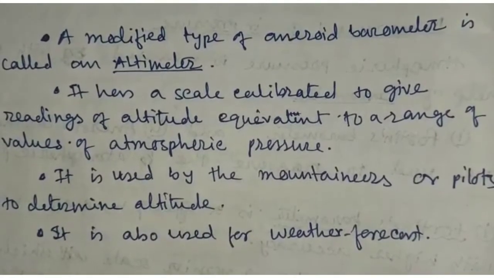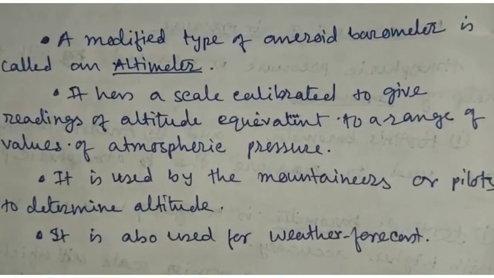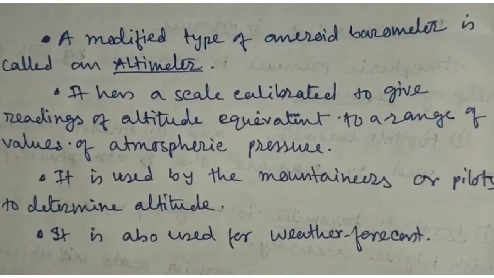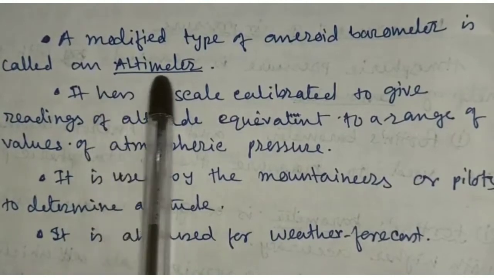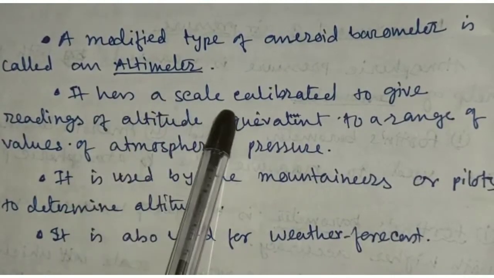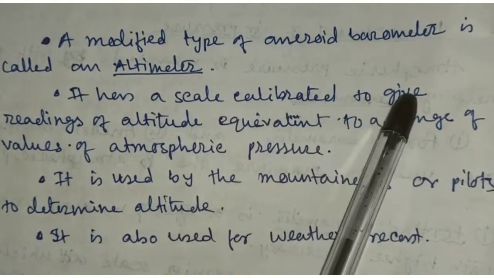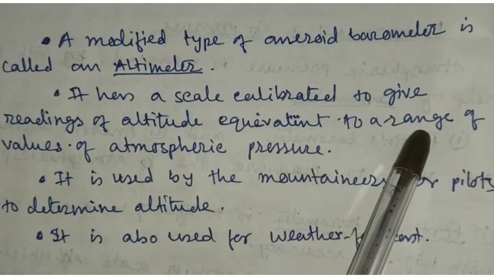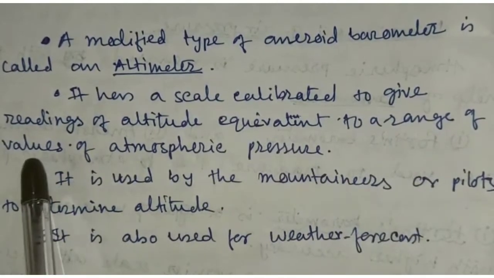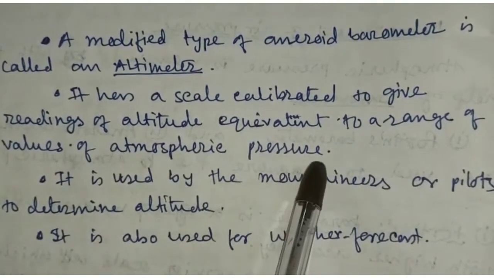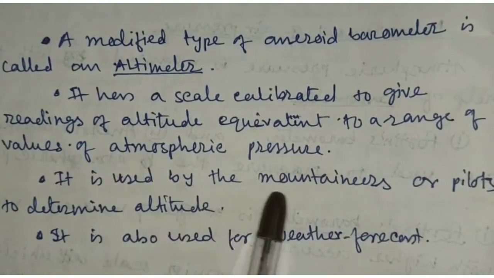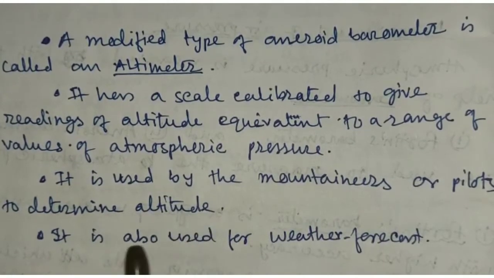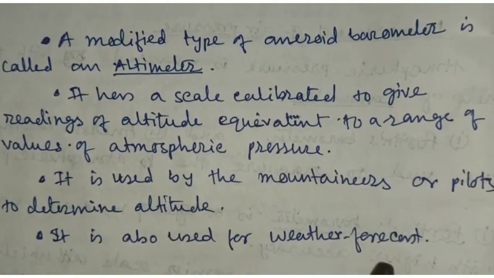Another barometer, a modified type of aneroid barometer, is nowadays used, which is called the altimeter. It has a scale calibrated to give readings of altitude equivalent to a range of values of atmospheric pressure. It is used by mountaineers or pilots to detect altitude. It is also used for weather forecasting.